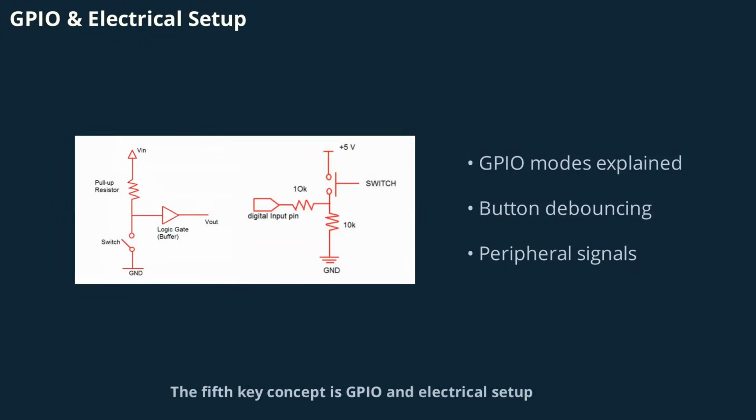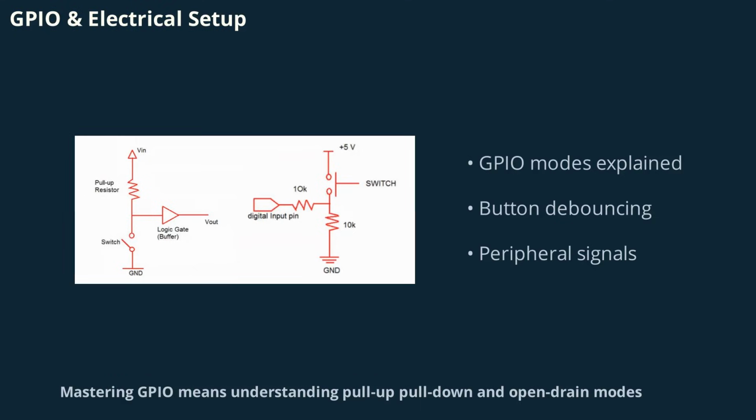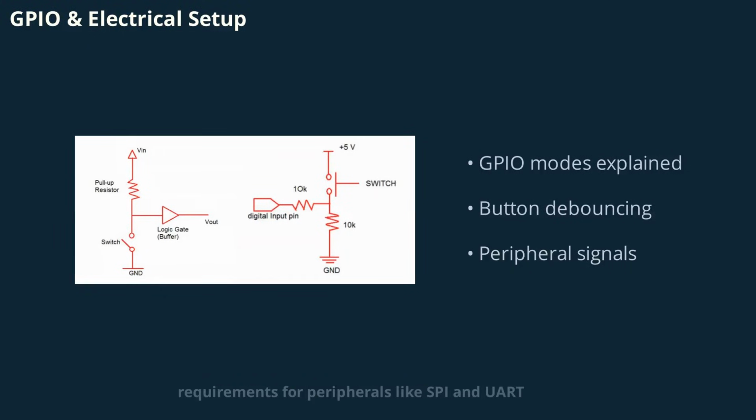Fifth key concept is GPIO and electrical setup. General purpose input-output, or GPIO, pins are the primary way embedded systems interact with the outside world. Mastering GPIO means understanding pull-up, pull-down, and open-drain modes, as well as handling button debouncing in both hardware and software. It's also important to know the signal requirements for peripherals like SPI and UART. While development environments can assist, a strong foundation in these basics is essential for effective debugging and hardware control.